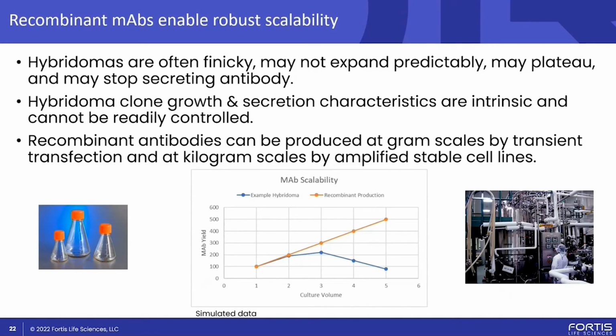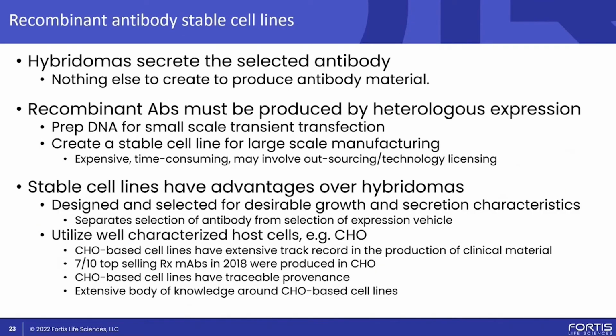The problem with hybridomas in that regard is that there's really nothing you can do about that. That's an intrinsic property of the hybridoma. Recombinant antibodies, on the other hand, can be produced and are produced at gram scales by transient transfection and at kilogram scales by amplified stable cell lines, which we'll talk about on the next slide. So again, the advantage of hybridomas is that they secrete the selected antibody. There's nothing else to make. You already have a way to produce the antibody.